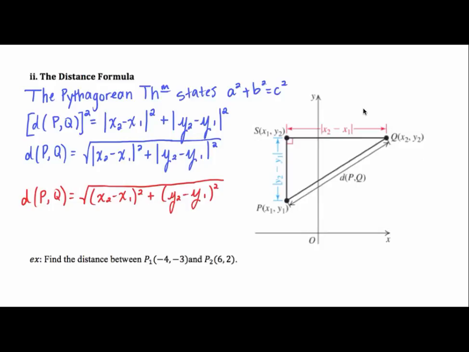So right here I've dropped those. But this gives you the distance between P and Q. D of PQ means distance from P to Q. It's the square root of (x2 minus x1) squared plus (y2 minus y1) squared.